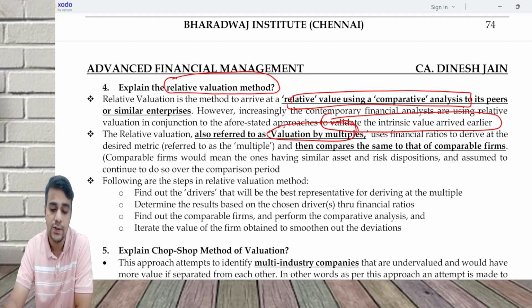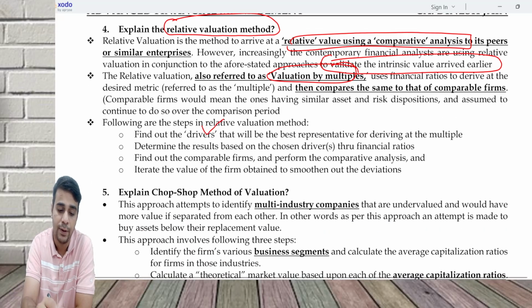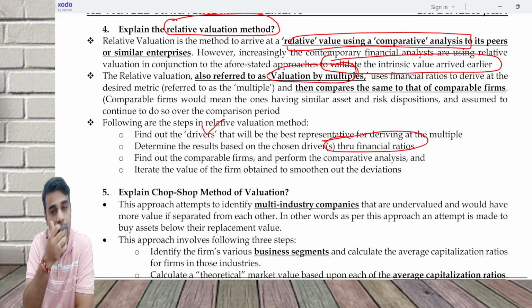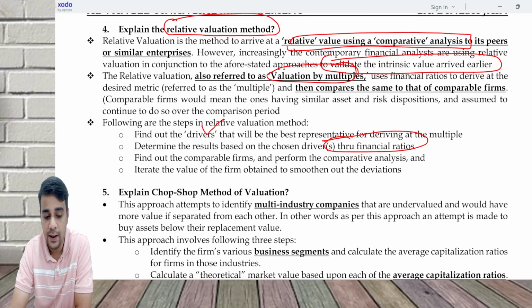So for doing this, you will have to find out what is the appropriate driver, get the financial ratios for that, and then get the value of the firm. Different industries can have different drivers. For example, for Bharadwaj Institute, the driver can be number of students. For an IT company, it can be number of employees. This is just one driver. There can be multiple other drivers also. Understand the driver and then try to do the valuation of the entity.